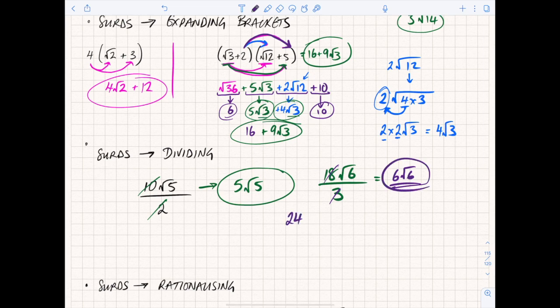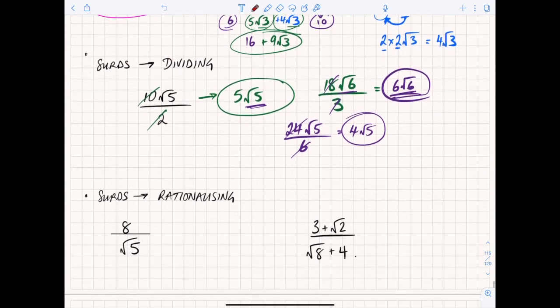Okay, another example, 24 root 5 divided by 6. You could pause the video, have a go at that if you wanted to. Thinking about that, 24 divided by 6 is 4. So your answer would be 4 root 5. Okay, so that's how you divide. Just make sure you don't actually divide the surd. You leave the surd as it is.